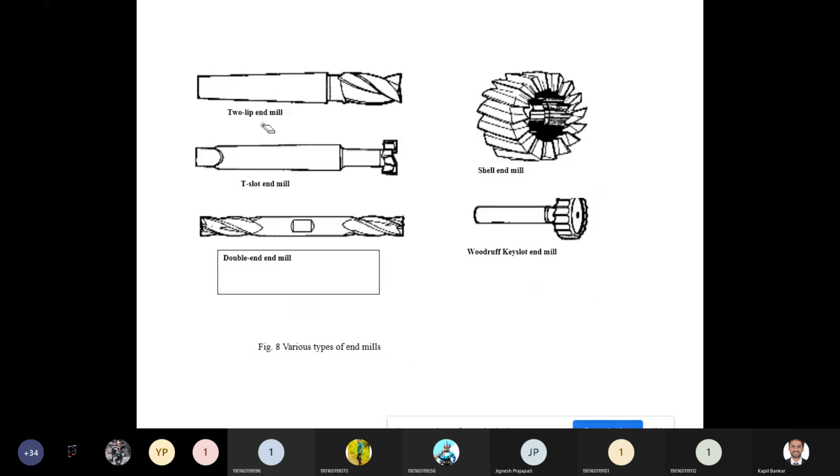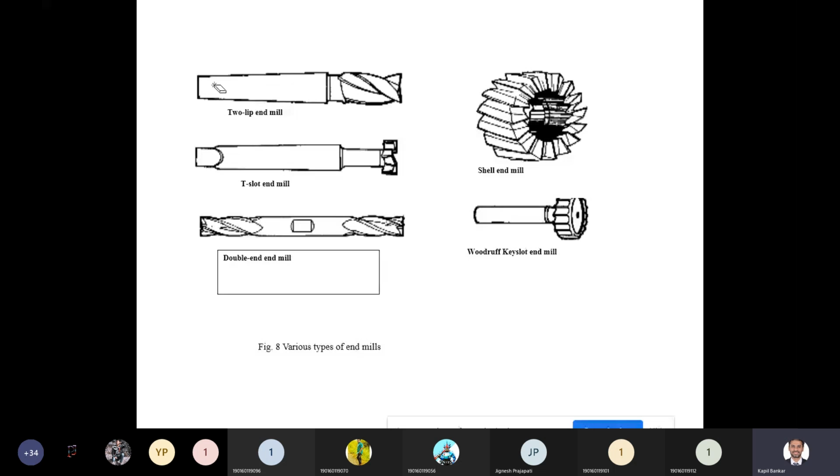Now, this is called a two-lip end mill. Why? Because there are two cutting points. That's why it is a two-lip end mill. Suppose there are four lips, four cutting edges: 1, 2, here 3, and this side 4. That end mill is known as a four-lip end mill. So end mills come in different types.